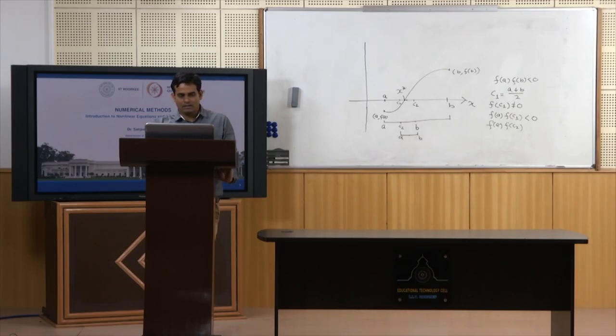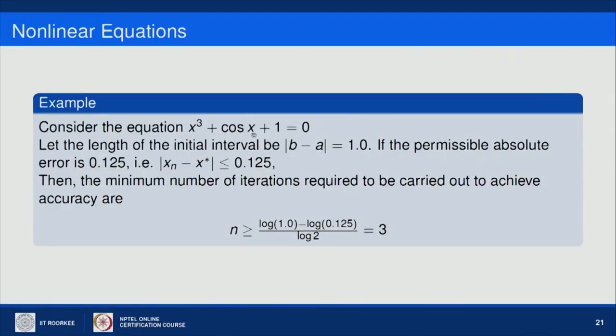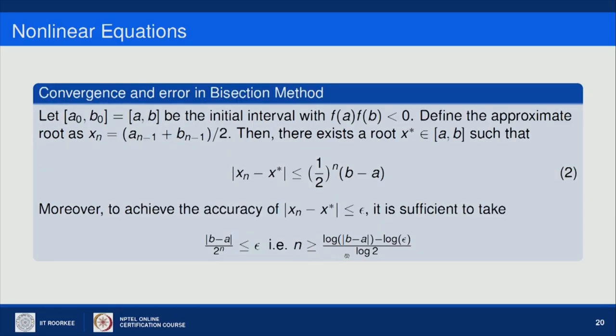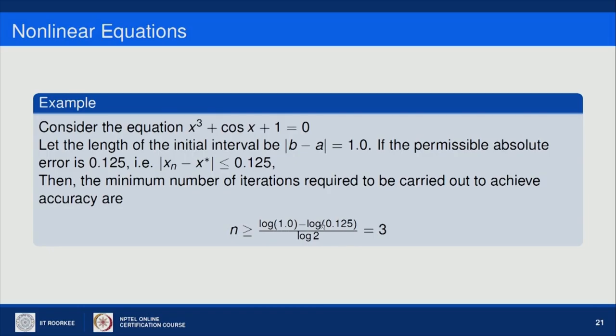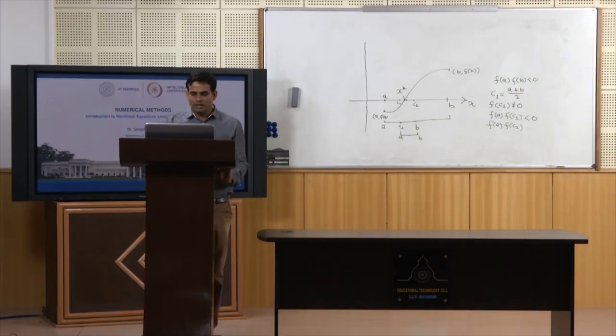For example, consider this function x cube plus cos x plus 1 equals to 0. Let the length of the initial interval be 1, that is b minus a is 1. If the permissible absolute error is 0.125, that is the absolute value of xn minus x star is less than or equal to 0.125, then the minimum number of iterations required using the earlier formula is n greater than or equal to log of (b minus a) minus log epsilon upon log 2. So, log 1 minus log 0.125 upon log 2, and it is 3. So, you need at least 3 iterations to get the accuracy of the order 0.125.